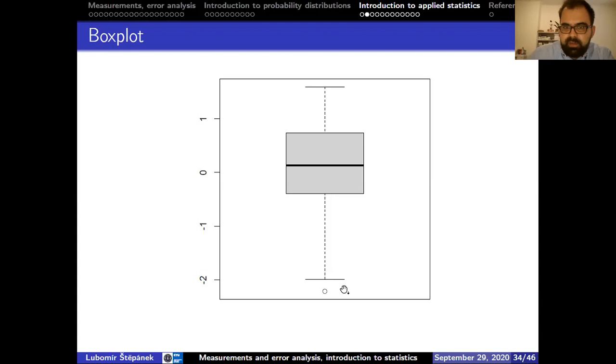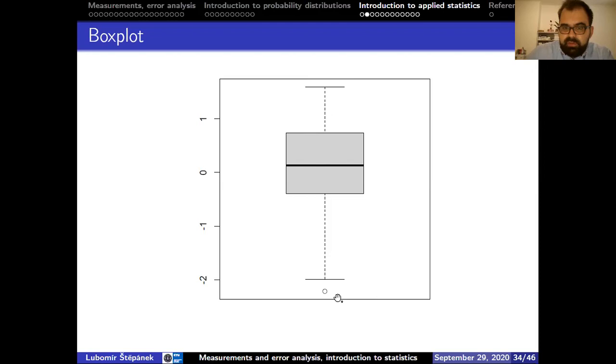So use box plots if you can for your samples, because this is a very, very elegant, very smart way how outliers or extremes can be plotted for you without any calculations. We can say that in our sample, I don't know how many numbers there are, because it's not possible to tell from a box plot. We would need the original numbers. But there is one suspicious outlier, one possible outlier. Its value is somewhere around minus 2.2 maybe. And this is the way the box plot shows you that there is one possible outlier.